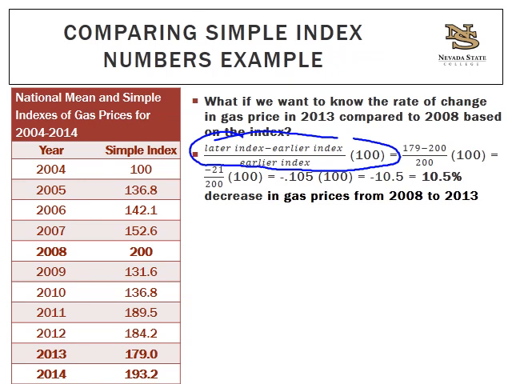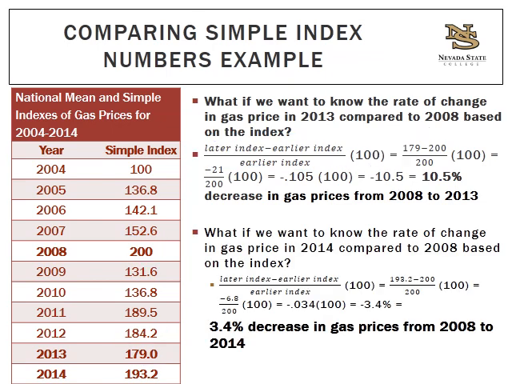So for instance, if we were wanting to know the rate of change between 2008 and 2013, we are looking at these two values here. And so this is going to be the earlier index, and this is going to be the later index. So you can see where those values in this formula are coming from. So if you do the math here, you'll see that there was a 10.5% decrease in gas prices from 2008 to 2013.